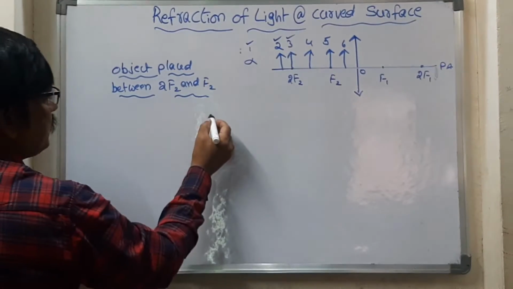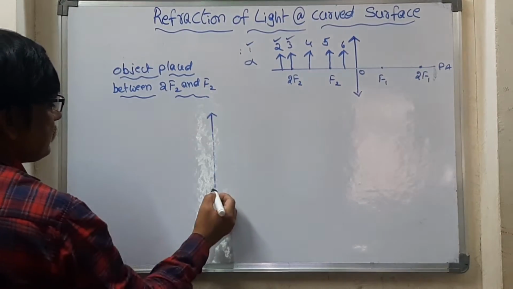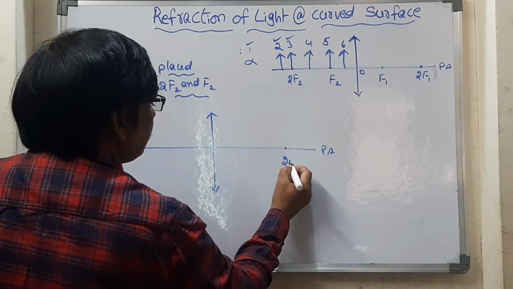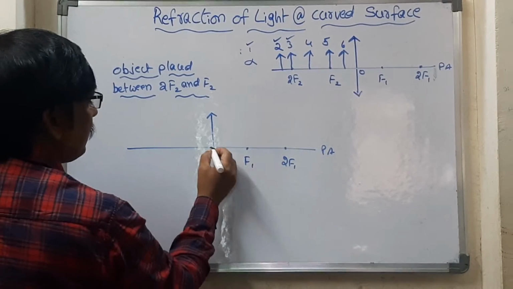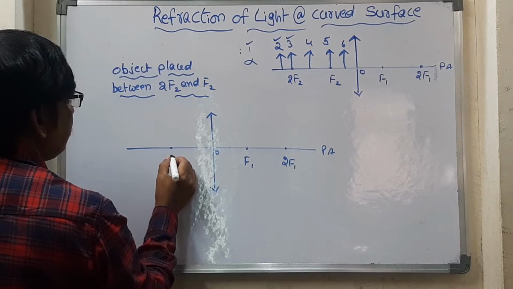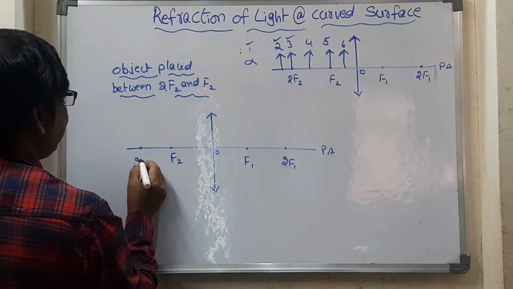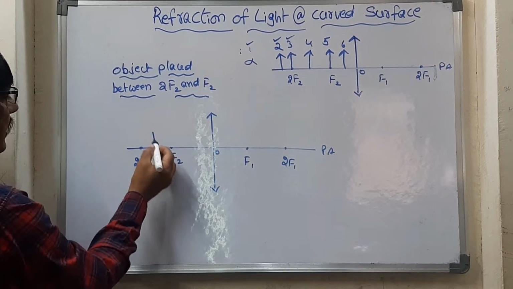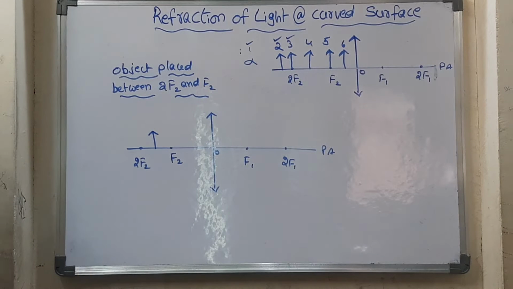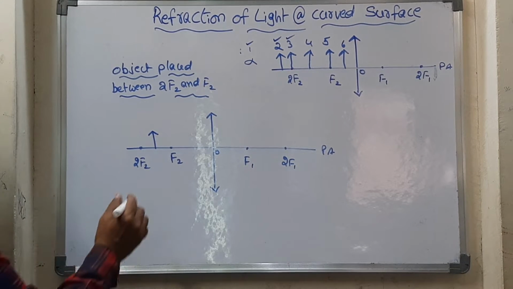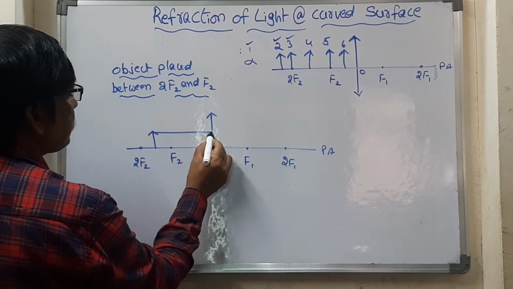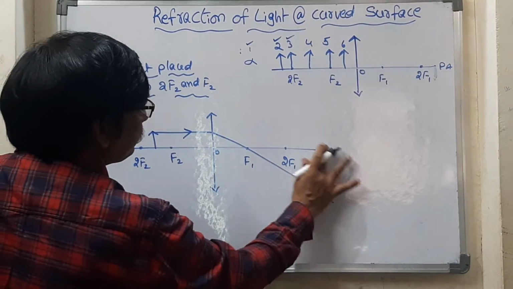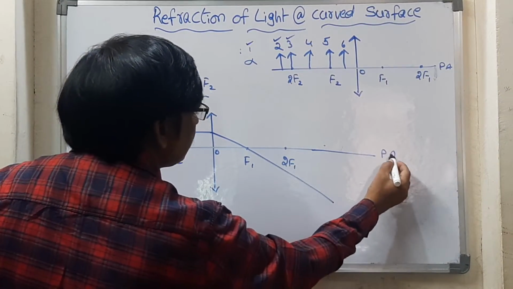Now let us see. Here is the convex lens. This is the principal axis. This is 2f1, f1, and the object. This is f2. This is 2f2. The object is placed between 2f2 and f2. How many rays should we take? Two rays. The first ray is parallel to the principal axis. Then what will happen? That will pass through the focus, as we know.